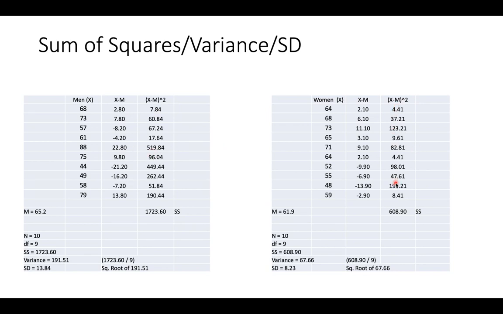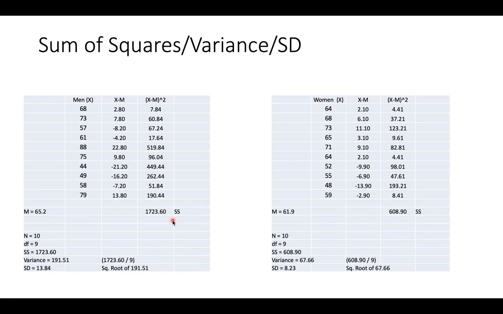We do the same thing over here for the women, right? 2.1 times 2.1 is 4.41. 6.1 times 6.1 is 37.21, so on and so forth. So we have our squared deviations, and then we sum them, right? We sum the squared deviations. That's where we get this name, sum of squares. We sum the squared deviations to give us this measurement of variability within each sample.